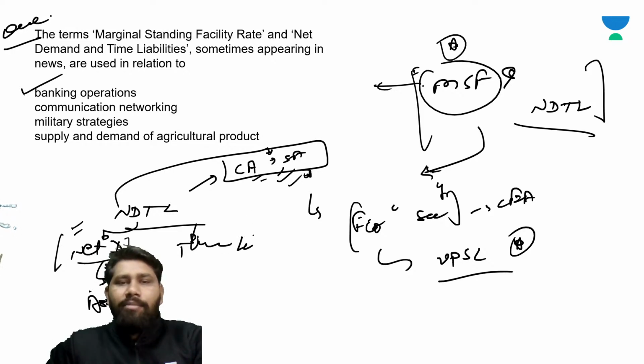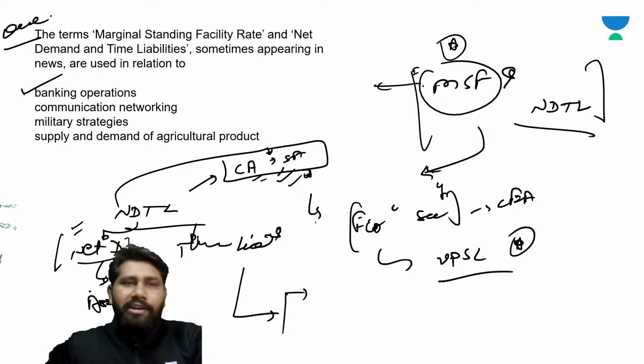Time liabilities are those liabilities which can only be given after completion of a certain period of time, right? So this is the actual meaning of it. Banking operations, right?